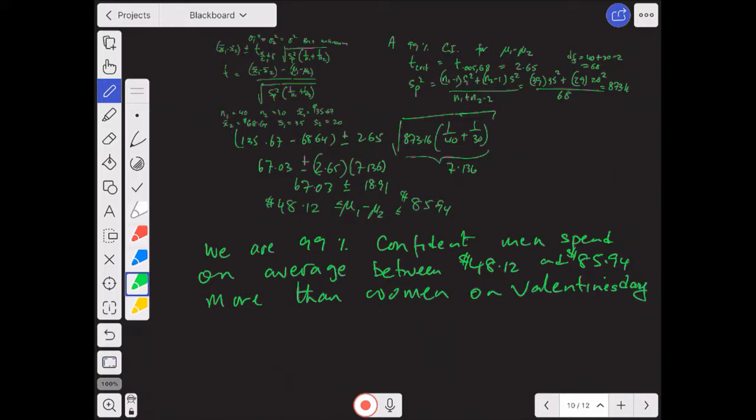Okay, so that's what the information is telling us, that men spend somewhere between $48 and $85 more. Because remember, that's a confidence interval for the difference. So that's not what they're spending, that's the difference between what they're spending. And because any value in that interval is positive, then we have evidence that men are spending more on average. All right, so that's a confidence interval problem.